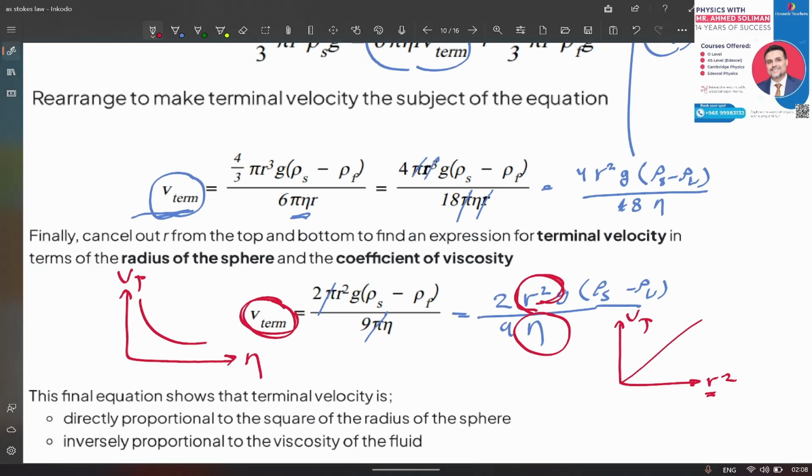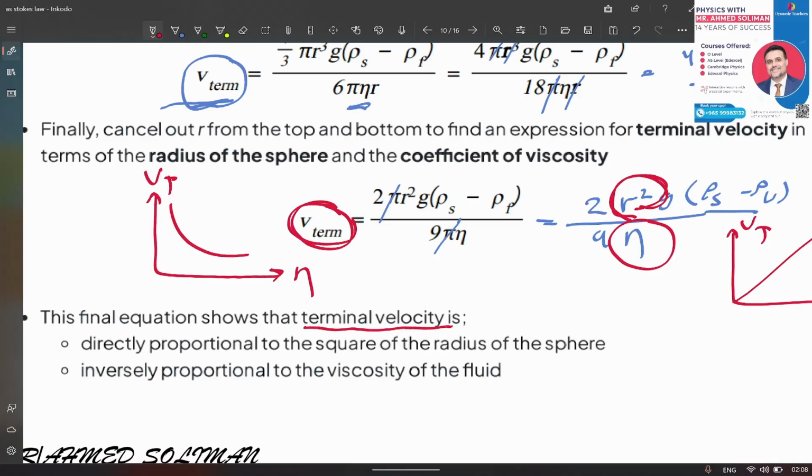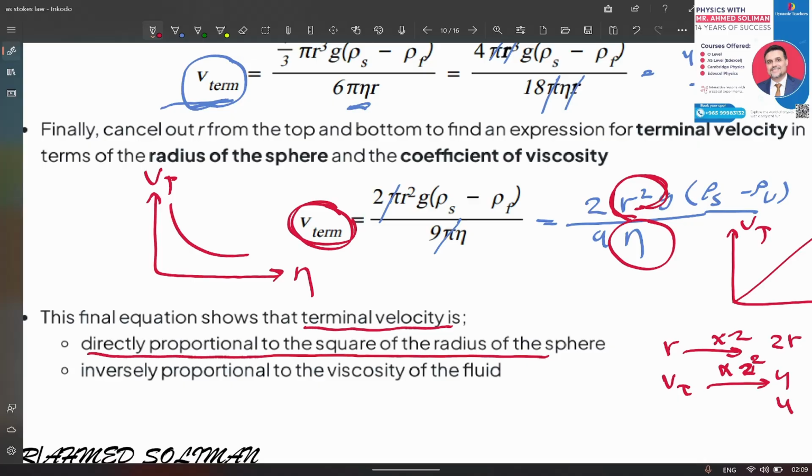Now, what is the relationship between the radius and the terminal velocity again? It is directly proportional to the square of the radius. It means if the radius is doubled, it becomes multiplied by 2, and V terminal will be multiplied by what? 2 squared, which equals 4. So it will be 2R, but this will be 4 V terminal.